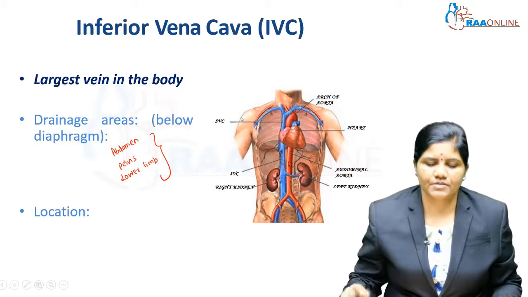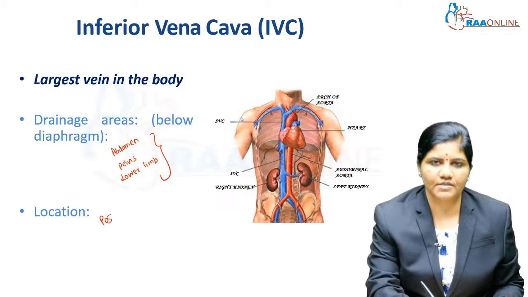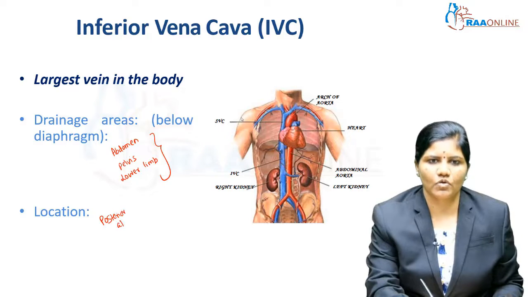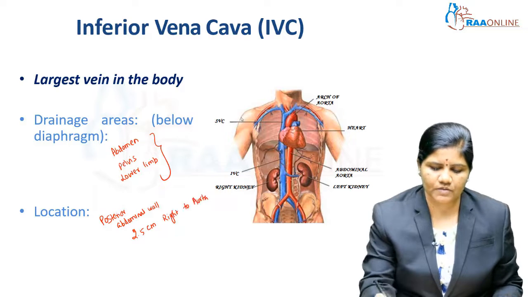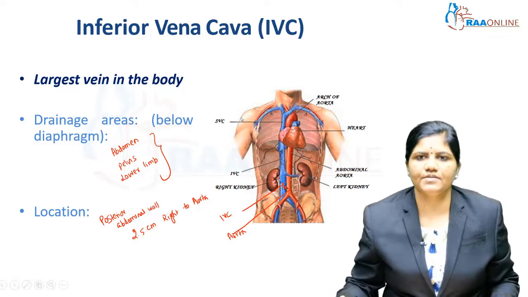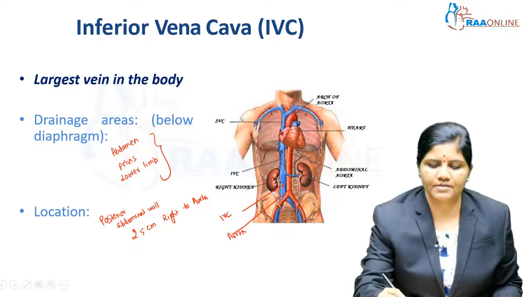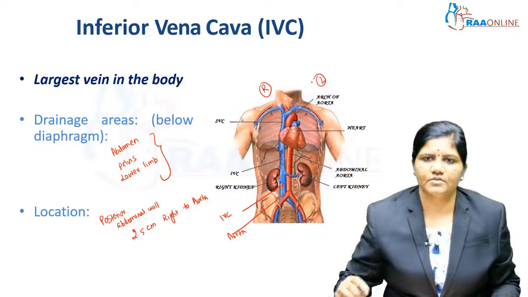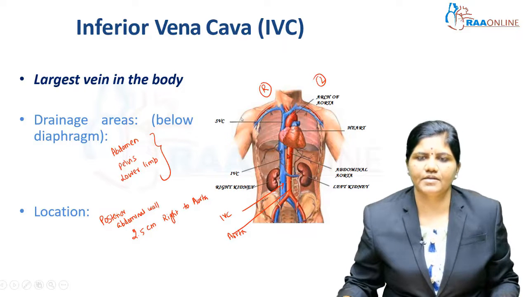The location is, the inferior vena cava is present in the posterior abdominal wall, 2.5 cm right to the aorta. So this is aorta. This is IVC. So the IVC is present mostly towards the right side, and this is the left side. So IVC is present on the right side around 2.5 cm from the midline.